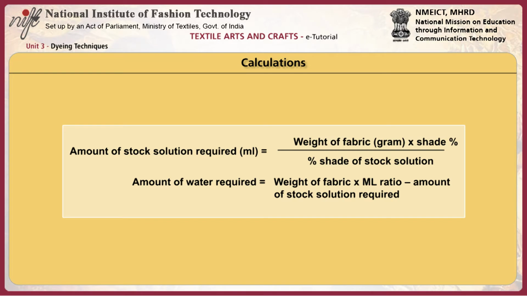The calculations for the amount of stock solution and the amount of water that is required are displayed here. Amount of stock solution required in ml equals weight of the fabric times shade percentage, divided by the percentage of stock solution. Amount of water required equals weight of fabric times ml ratio, minus amount of stock solution required.